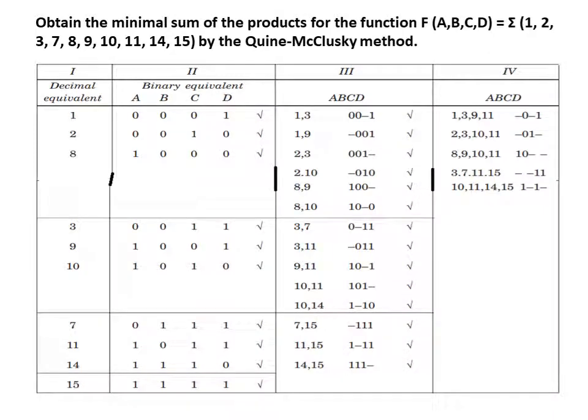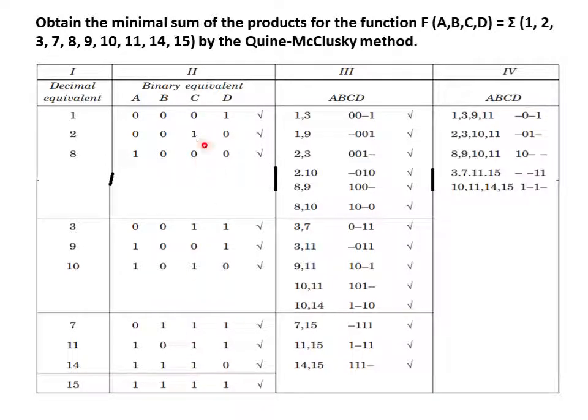This is another example. It's a 4 variable question. So first we write the expression in equivalent binary representation. Now here we are grouping according to the number of ones. So here we grouped the one-one combinations, here the two-ones combinations, here the three-ones combinations, and here the four-ones combinations.